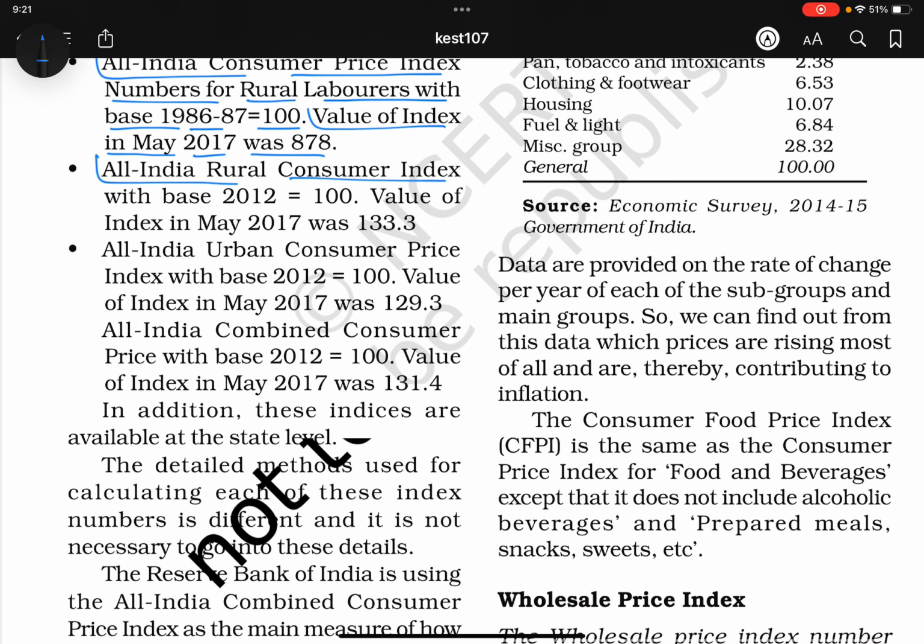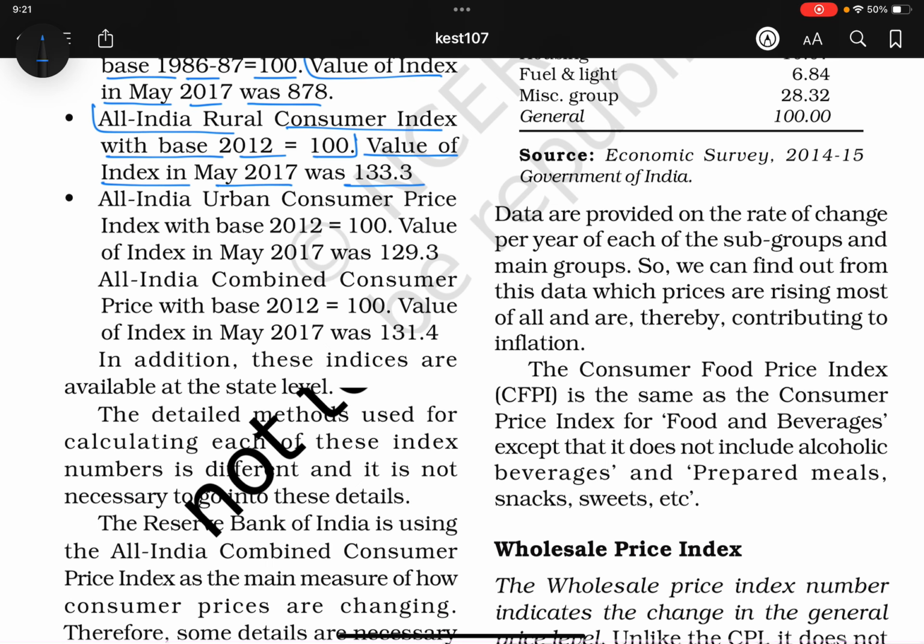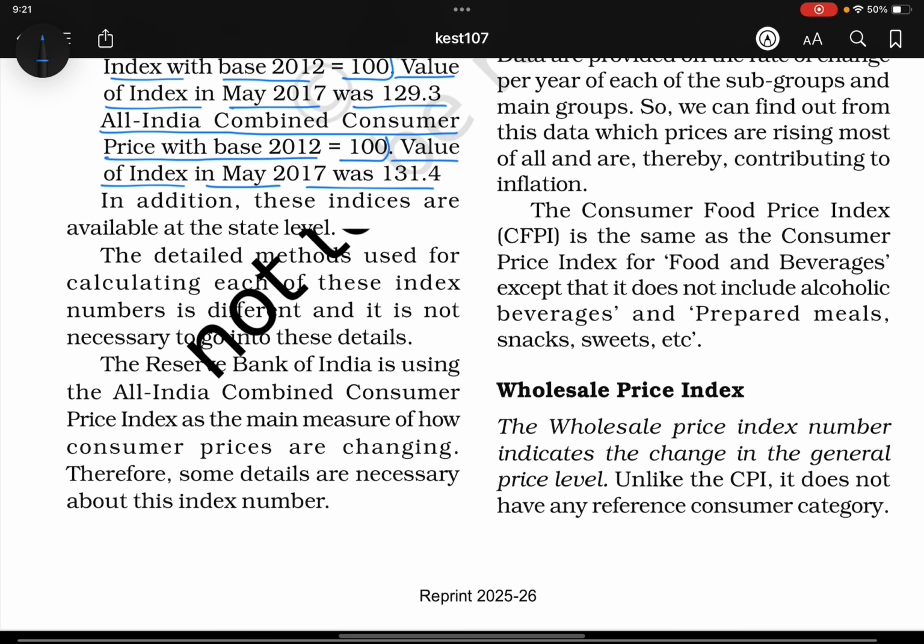All India Rural Consumer Price Index with base 2012 is equal to 100. Value of index in May 2017 was 133.3. All India Urban Consumer Price Index with base 2012 is equal to 100. Value of index in May 2017 was 129.3. All India Combined Consumer Price Index with base 2012 is equal to 100. Value of index in May 2017 was 131.4.